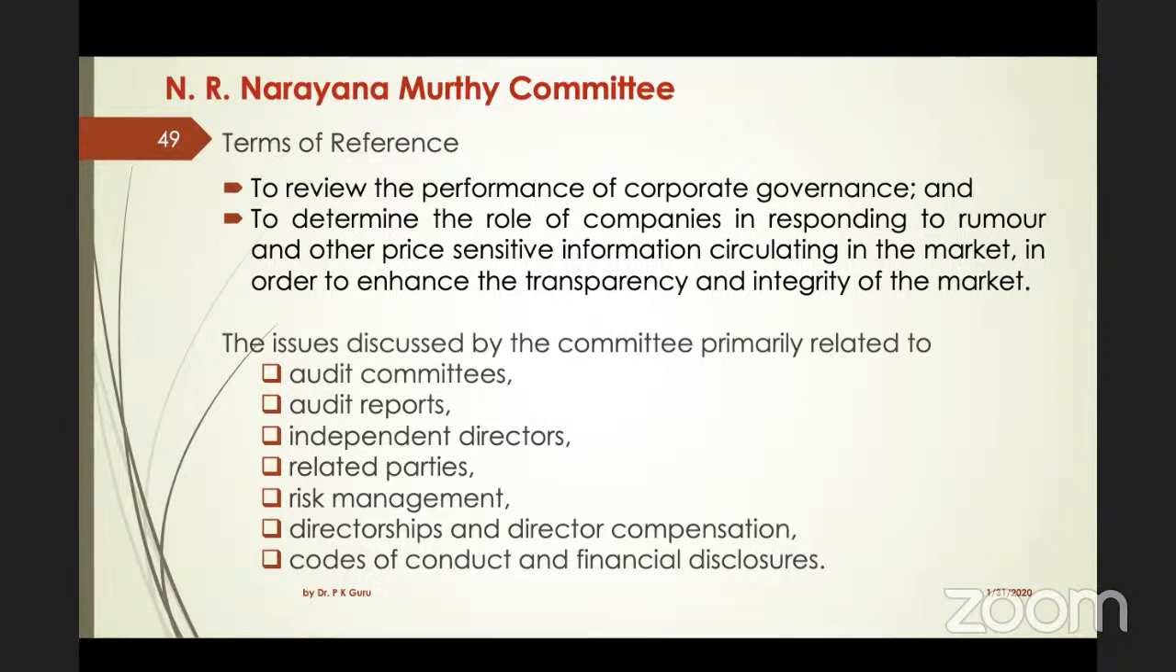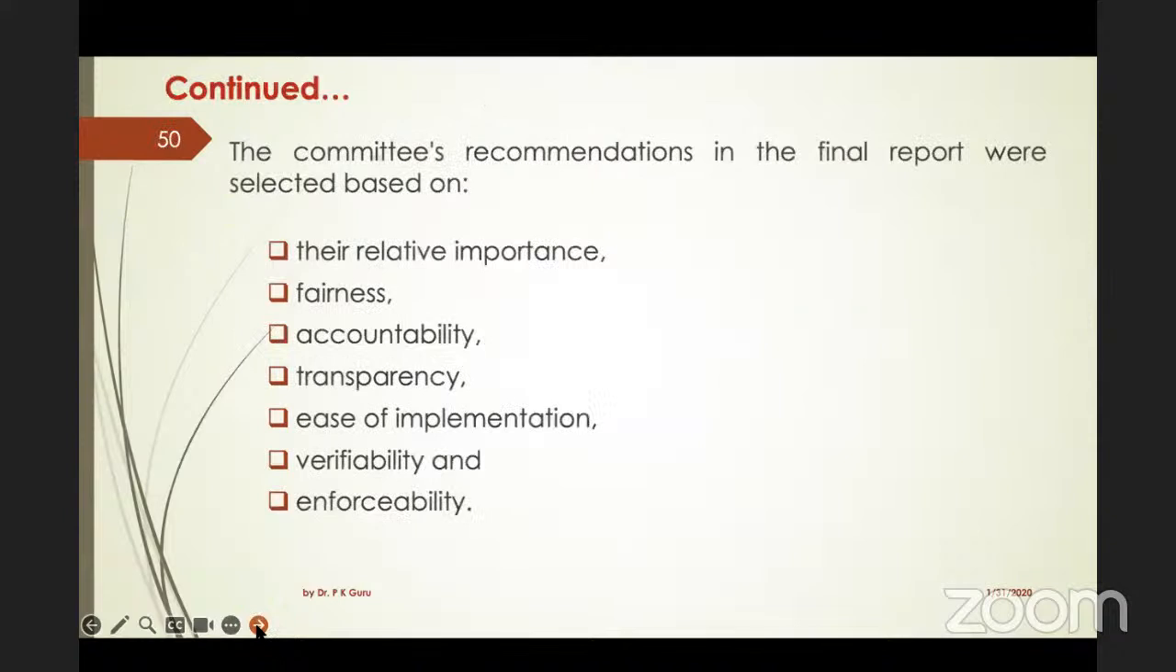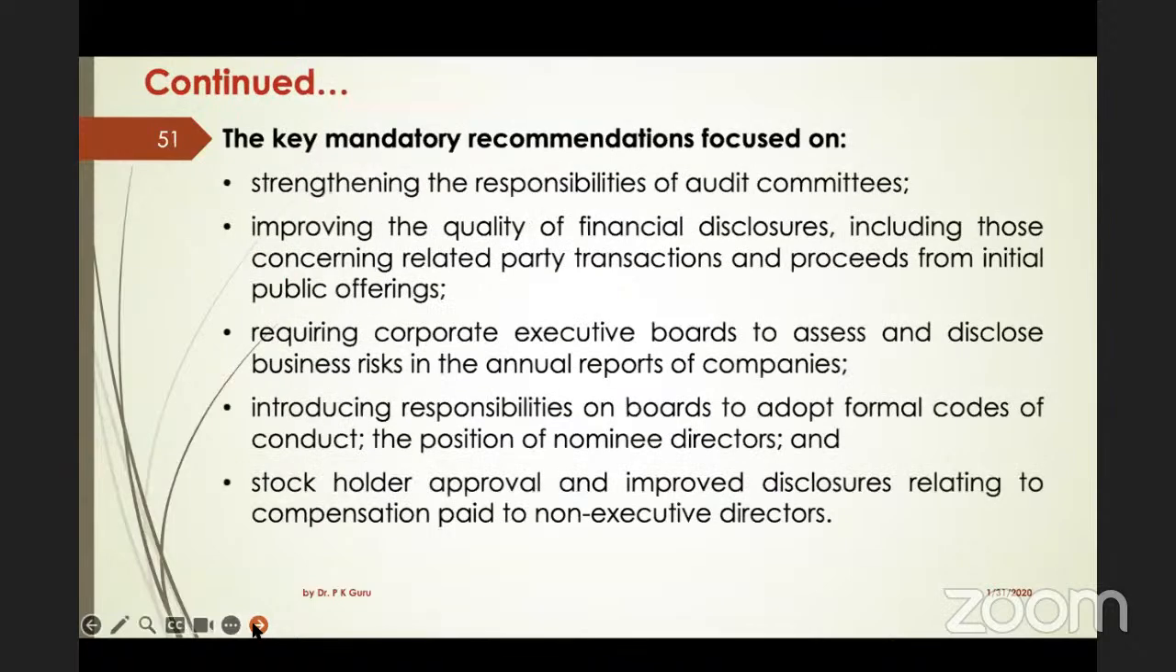The committee discussed audit committees, audit reports, independent directors, related parties, risk management, directorship and director compensation, code of conduct and financial disclosure. The committee recommendations in the final report were selected based on their relative importance, fairness, accountability, transparency, ease of implementation, verifiability, and enforceability. The key mandatory recommendations focused on strengthening the responsibilities of the audit committee, improving the quality of financial disclosure, including those concerning related party transactions and proceeds from initial public offering, IPO.